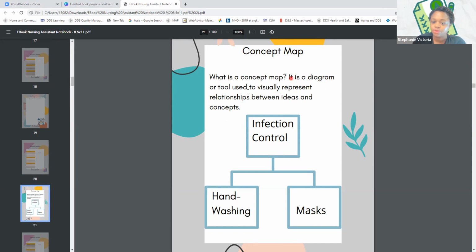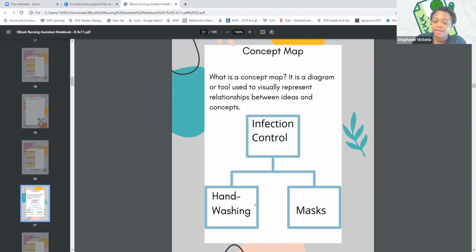It's a diagram or tool used to visually represent relationships between ideas and concepts. Now, this is being used a lot in nursing school and CNA school, not that the health domain created it. A lot of people in business, presentations would use concept maps, all right? So for example, here, we could take the good old fashioned infection control, and then you see it goes down to hand washing. So basically you could see is what you think of when you think of infection control.